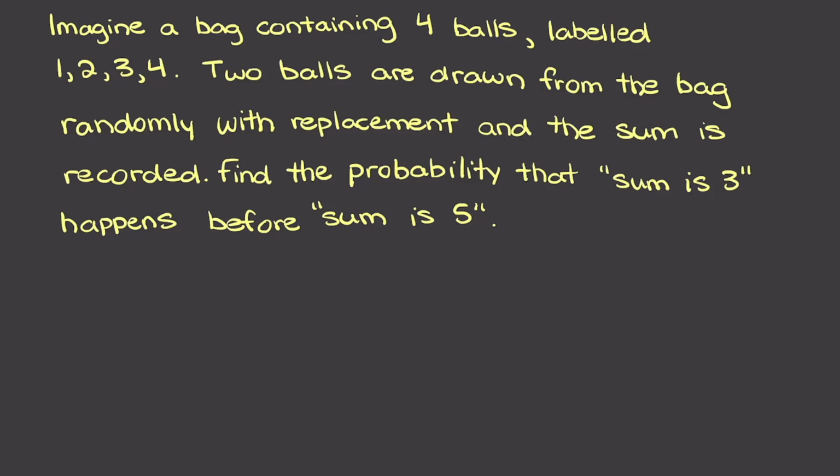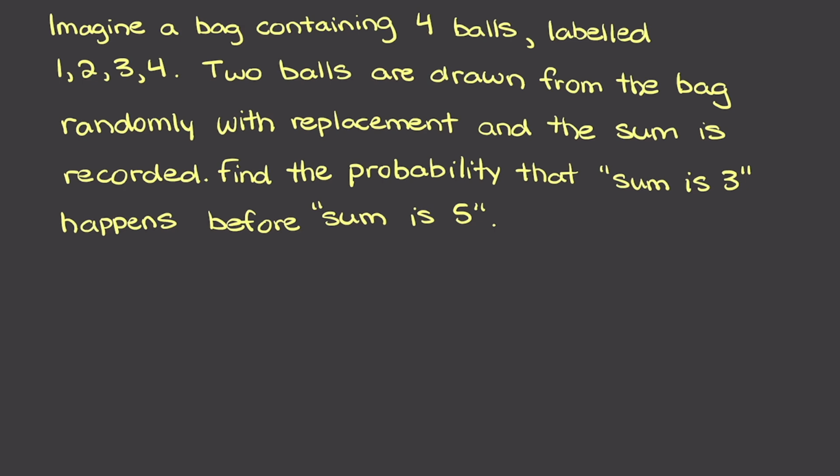Imagine a bag containing 4 balls labeled 1, 2, 3, and 4. 2 balls are drawn from the bag randomly with replacement, and the sum is recorded. Find the probability that sum is 3 happens before sum is 5.